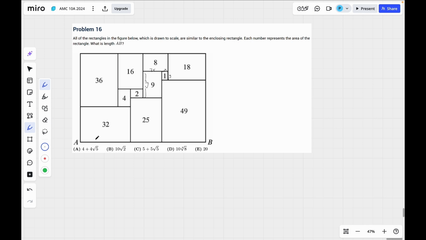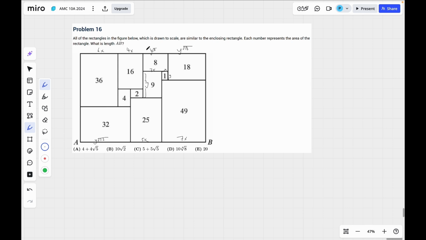So it will be equal to y root 32. This is the shorter side, so it's equal to 5x. This is also the shorter side, so it will be 7x. Now this is the shorter side, so this will be 6x. This is the shorter side, so it will be 4x. This is the longer side, so it will be y root 8. And this is also the longer side, so it will be y root 18.